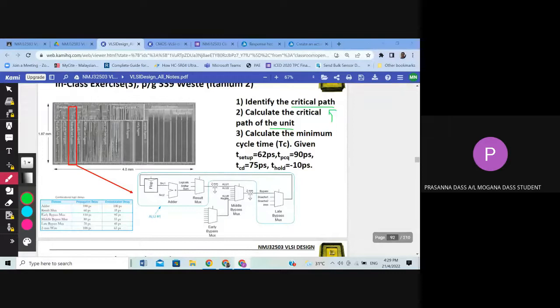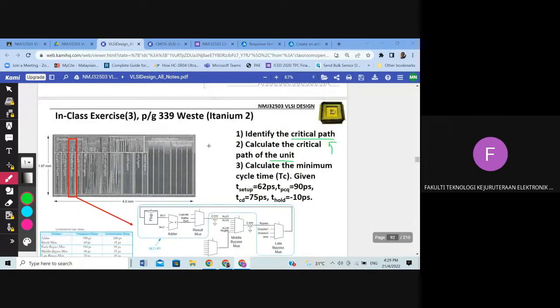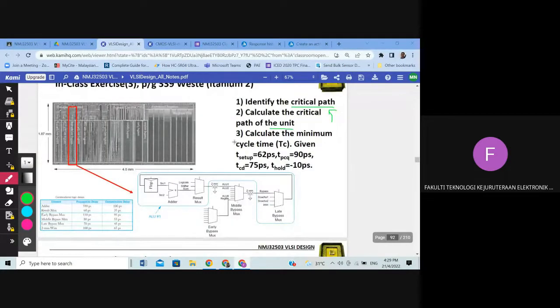You can go to the textbook, but that page may not tally with the one that you have. Refer to the lecture notes first. Try to understand whatever we have discussed and try to answer it. I give you around 15 minutes, then we can discuss.